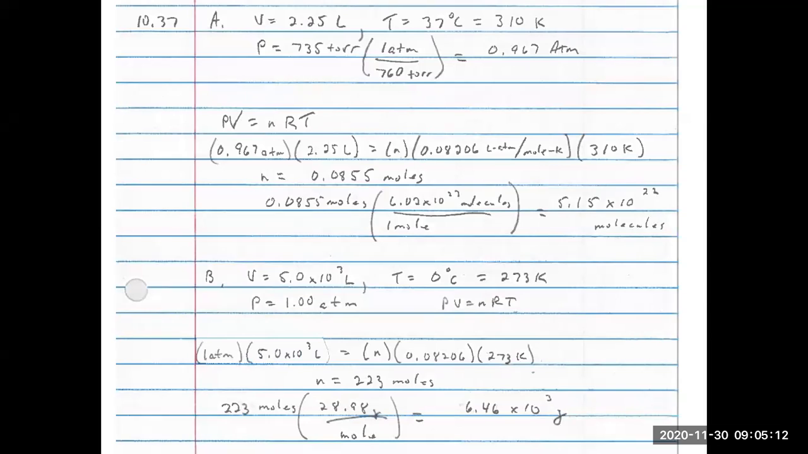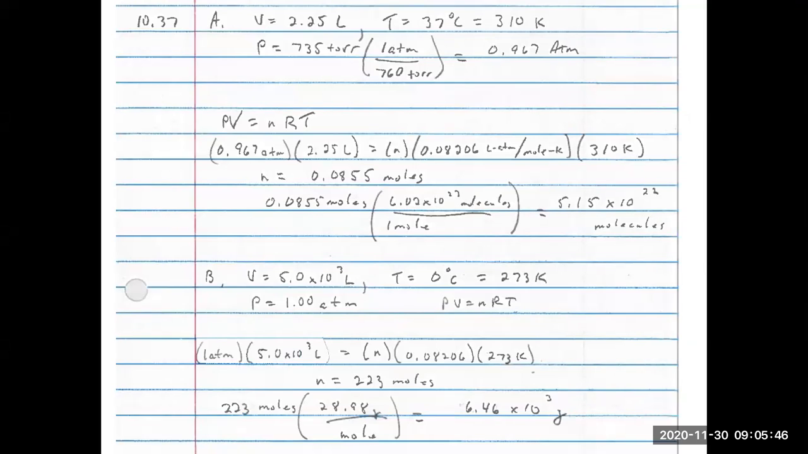So we know that our pressure needs to be in atmosphere. And it is, so we're good there. So we have 1 atmosphere. We know our volume needs to be in liters. Once again, we were given information in liters, so we're good there, 5 times 10 to the third liters. Moles is what we're trying to find. That 0.08206 is our constant that we're using, and those units are liters atmosphere divided by moles Kelvin.